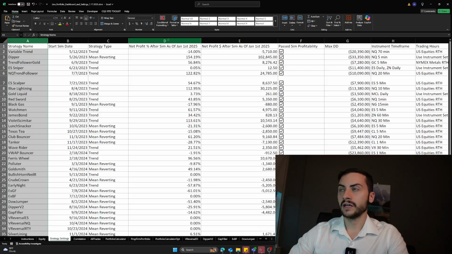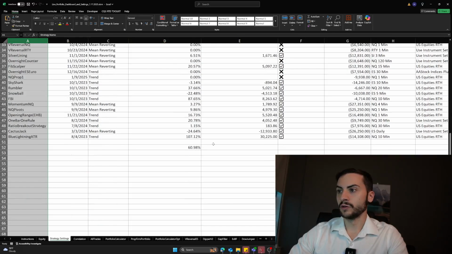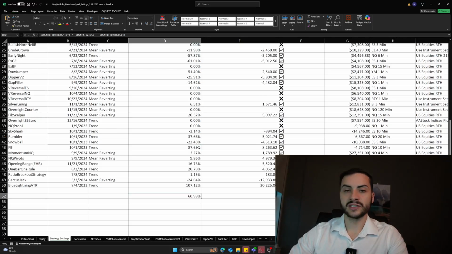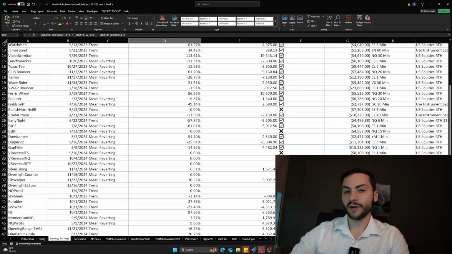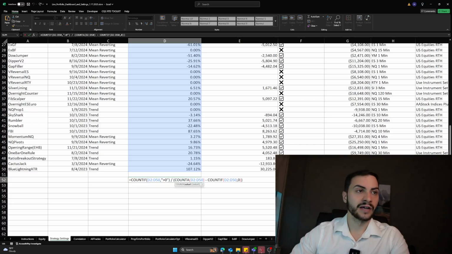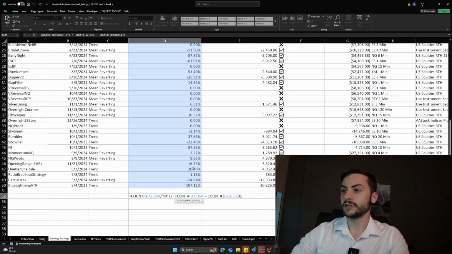So first of all, before I chart it, we have a 60.9% chance of making a profitable bot. So for every 10 systems, six of them are profitable, right? Not all of them are profitable. However, 60%, there's an edge there, right? And that's the formula for that. It just counts if it's profitable or not. Okay.